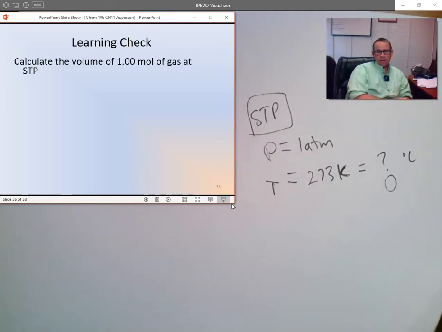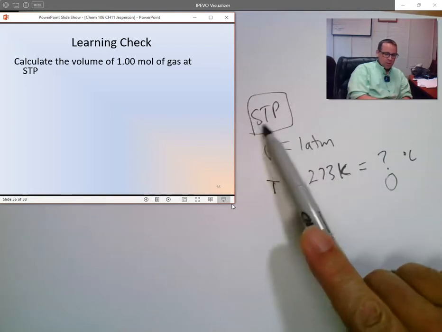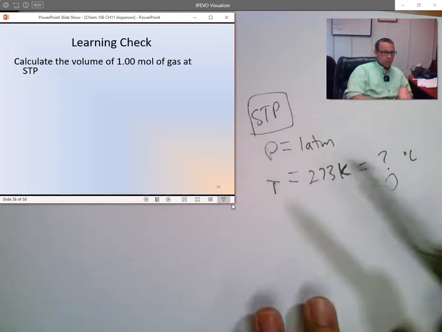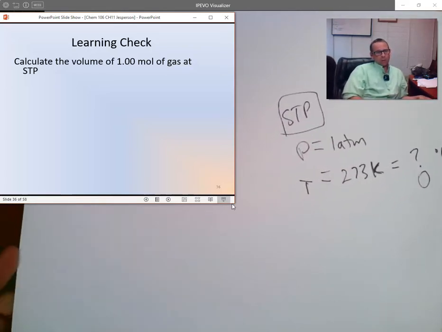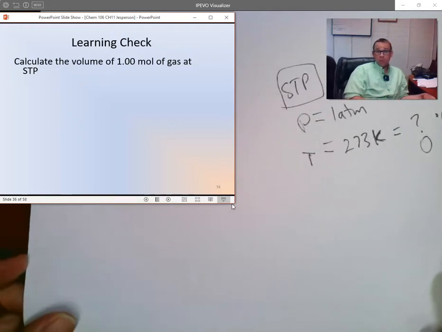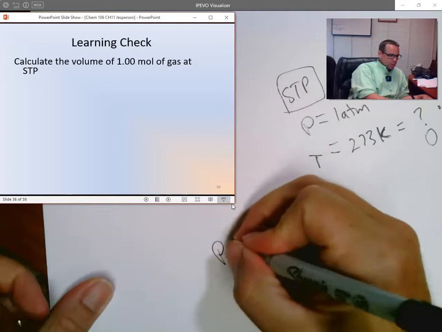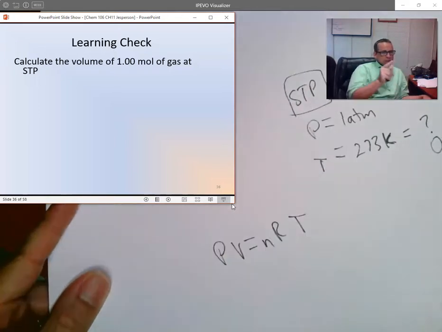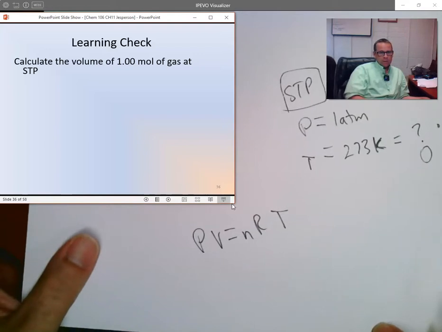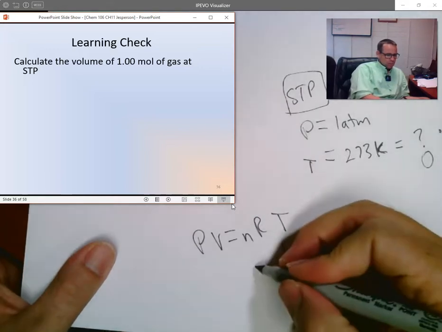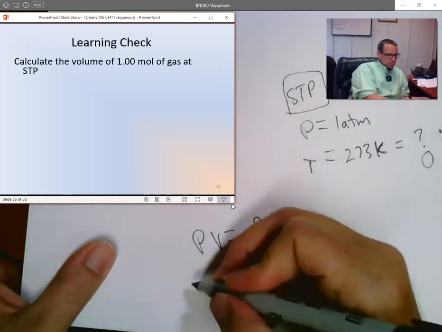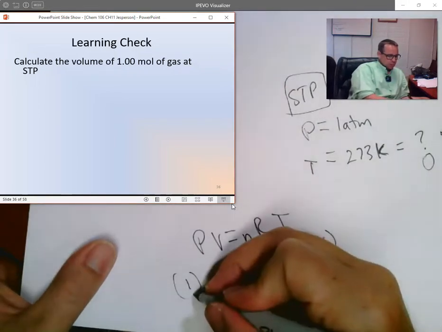People start thinking standard temperature, oh, that's room temperature. Standard pressure, that's atmospheric pressure at sea level, 1 atmosphere. But standard temperature is not standard meaning everyday temperature. It's standard meaning the temperature at which water freezes. All right? But with our PV equals nRT, we can solve the volume for 1 mole of gas at 273 Kelvin and pressure of 1 atmosphere.